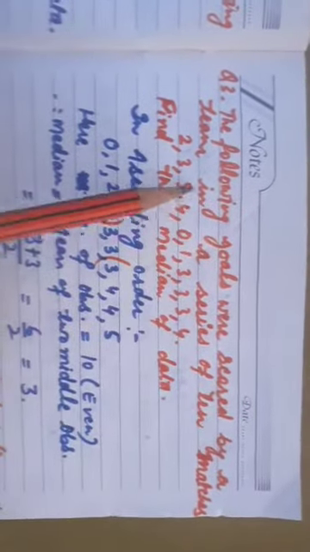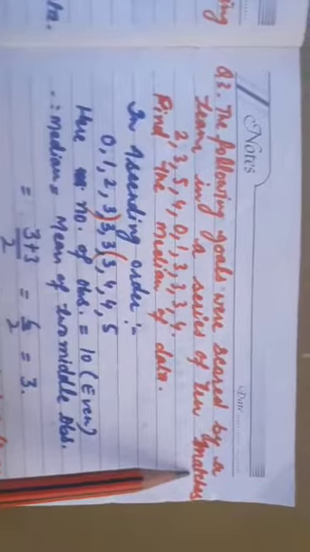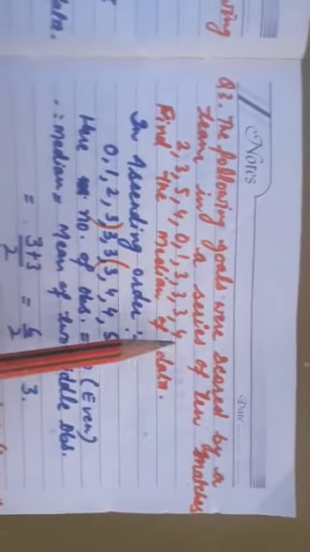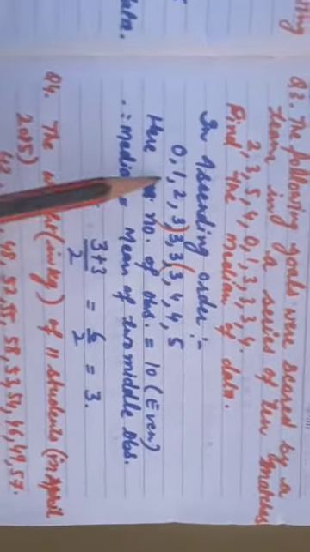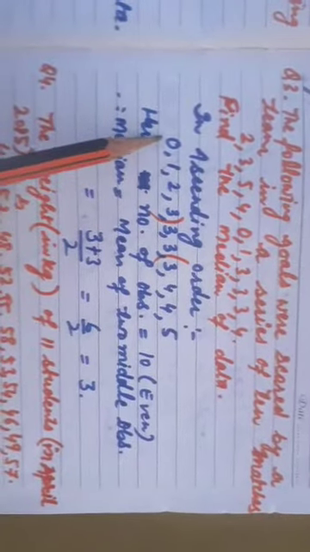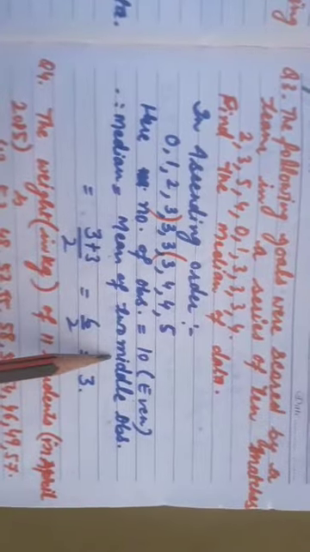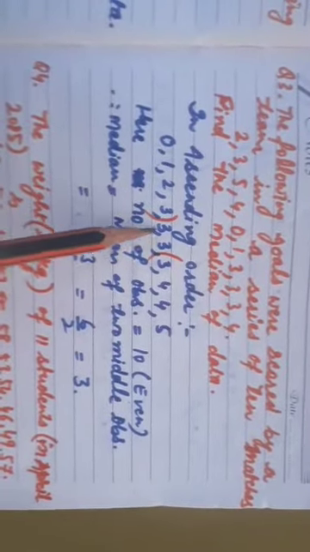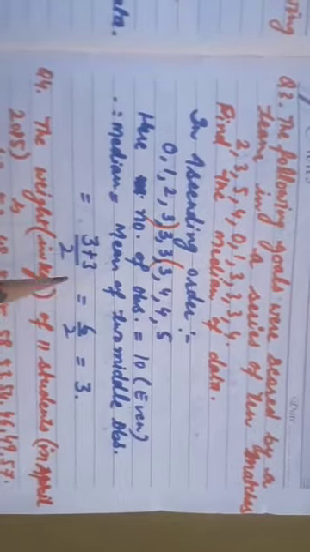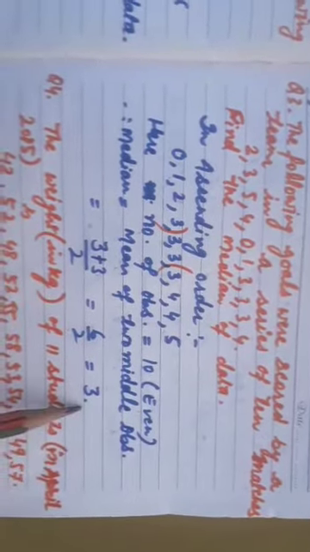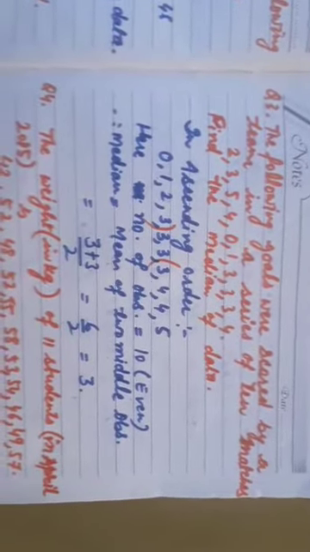Now question number 3. The following goals are scored by a team in a series of 10 matches. So these are the goals. We have to find the median. The same thing is there. Firstly we will change it into ascending order, and after arranging this we have to count the number of observations. The number of observations is 10, that is even. So in this case the median is the mean of the two middle terms, and the two middle terms are 3 and 3. These are same. 3 plus 3 is equal to 6, 6 upon 2 is equal to 3. So therefore the median in this case is equal to 3.